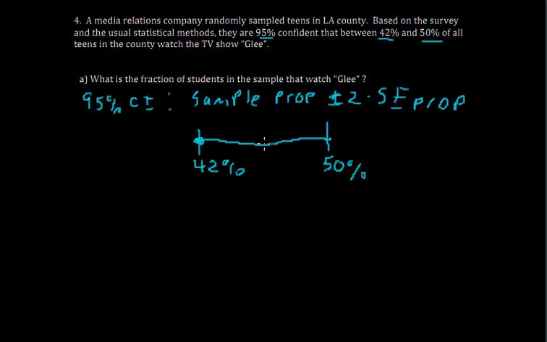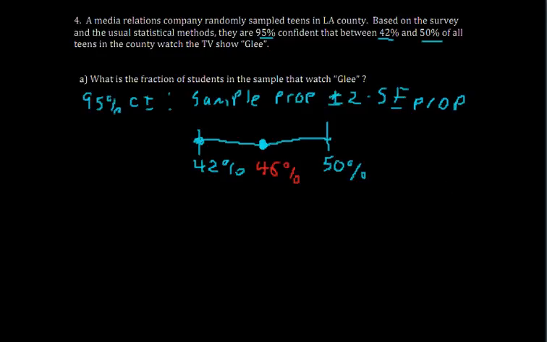So what does that mean? That the sample proportion is right in the middle of the endpoints. So what's in the middle of 42 and 50%? Well, it is 42 plus 4, so 46%. And that is the fraction of students in the sample that watch the show.